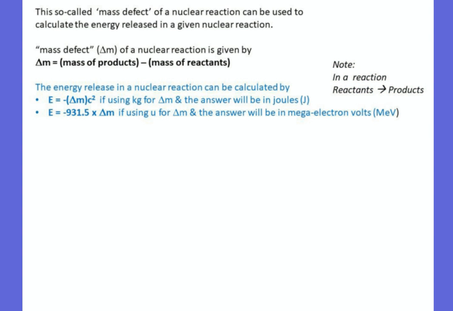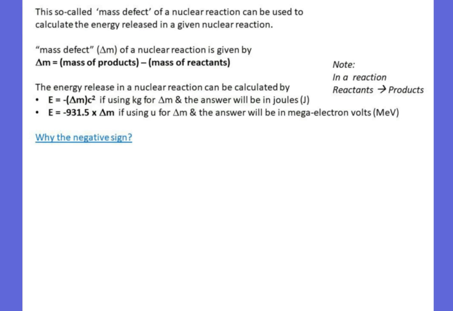We can calculate energy release from that, similar to how we calculated the binding energy in the mass defect of a single atom. If we've got a mass defect, a change in mass measured in kilograms, we can use E equals minus delta M c squared to calculate the energy released from that nuclear reaction. That'll come out in joules. Or if we're being sensible and we record our change in mass in atomic mass units, or u, we can use the equation E equals minus 931.5 times that change in mass, and that'll give us our answer in mega electron volts. But you might be asking a question: wait a minute, where did this little negative sign come from?